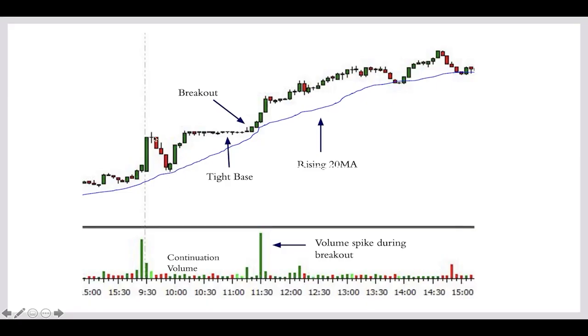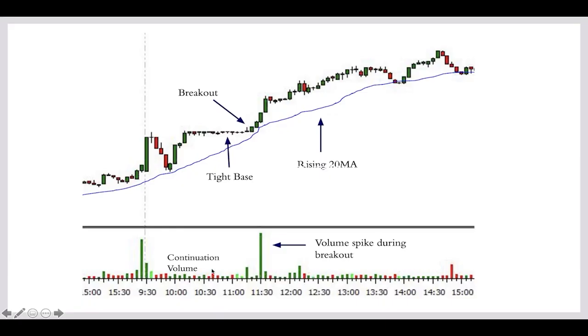Really nice buy setup, right? We have 1, 2, 3 red bars in a row. Kind of a deep retracement, but it's right to the 20-day moving average. Really nice entry bar. We rally to resistance, right? Because the previous highs is resistance. We start to base at resistance. And where do we base into? We base right into the 20-day moving average, the rising 20-day moving average.